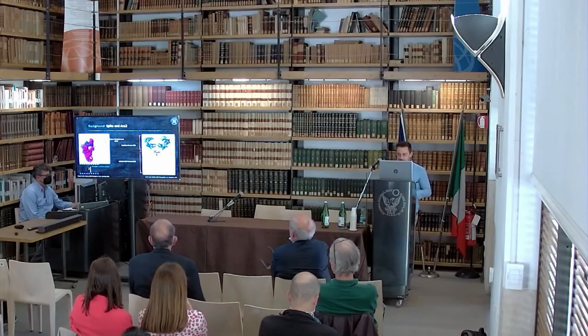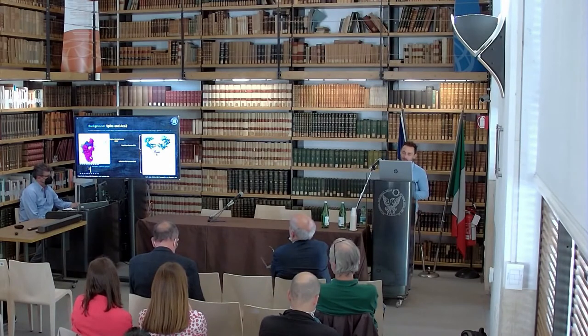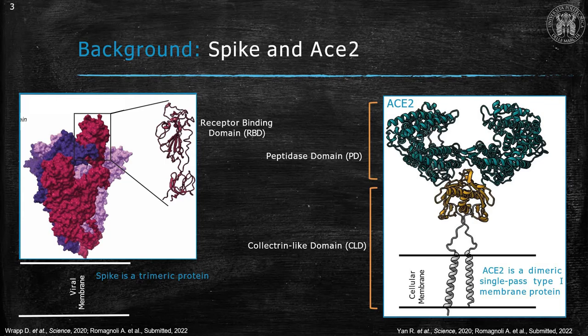From a structural point of view, the spike protein is a trimeric protein, and each monomer is composed of different domains. The most important one is the RBD, or receptor binding domain, because it is directly involved in the interaction with the ACE2 receptor. The ACE2 receptor is a dimeric single-pass type 1 membrane protein that is also composed of a peptidase domain that is directly involved in the recognition and binding of the spike protein, and a collectrin-like domain that is mainly responsible for the dimerization of the receptor.